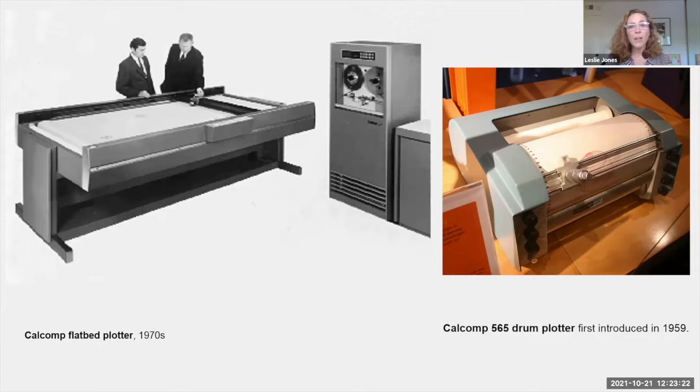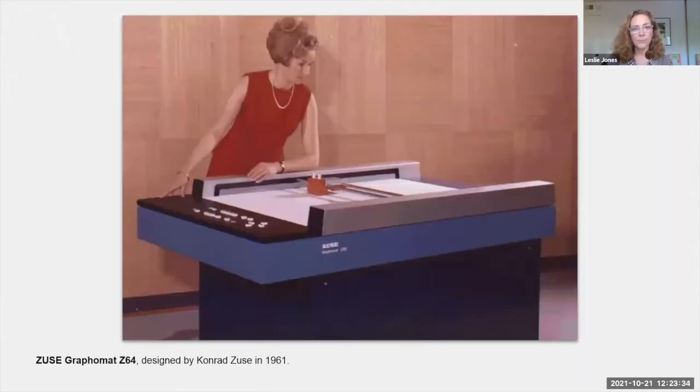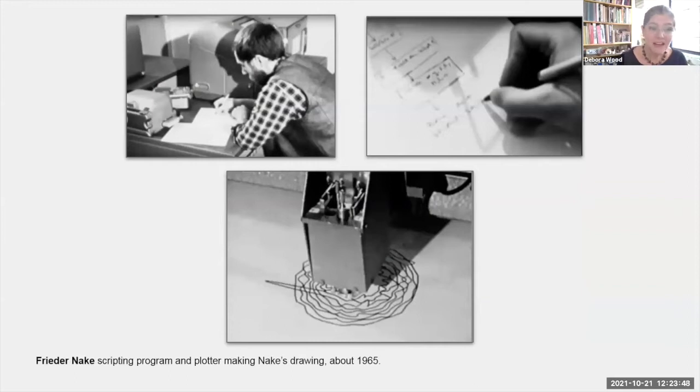A variation of the same technology was the drum plotter, which used a rolling cylinder to move the paper while the pens moved back and forth. And that's what you see here on the right. And here is a slightly smaller flatbed plotter invented by Konrad Zuse from Siemens Corporation, which was popular in Germany. Friedrich Nake had access to a Zuse Graphomat plotter when he was a student at the Technical University in Stuttgart.